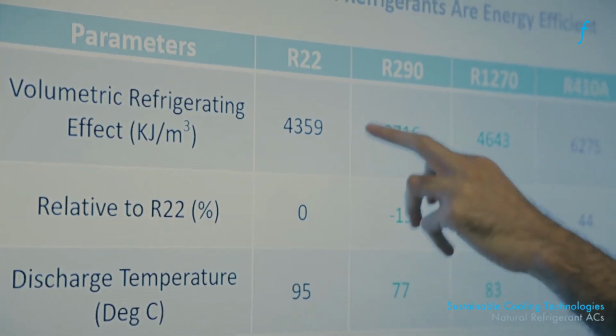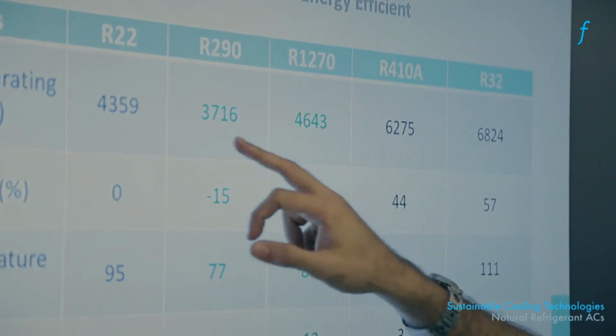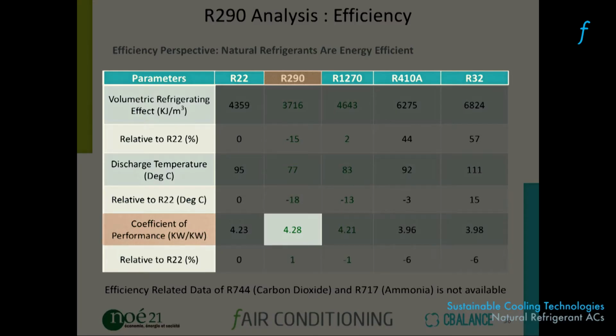Now, if you look at these numbers, it is quite perplexing how R290 can have a higher coefficient of performance despite having a lower volumetric refrigerating effect, right? So it's quite confounding. We will address this apparent anomaly in the next slide.